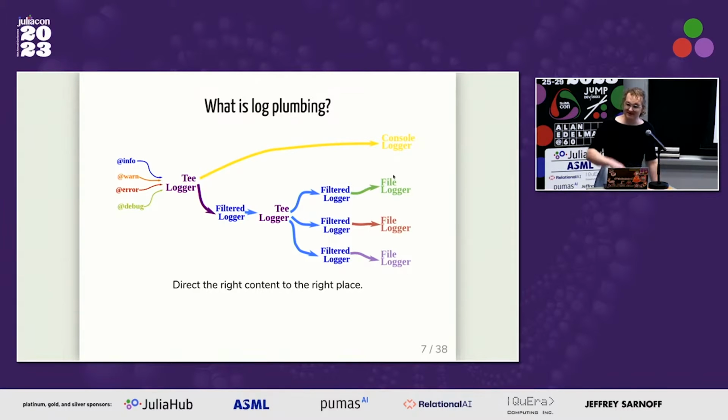So we can imagine that everything gets printed to the console logger, but then we also make a separate file for all errors, all warnings, all other messages, which might go to different people to examine later or understand what's happening in the thing. So our goal here is to direct the right content to the right places.